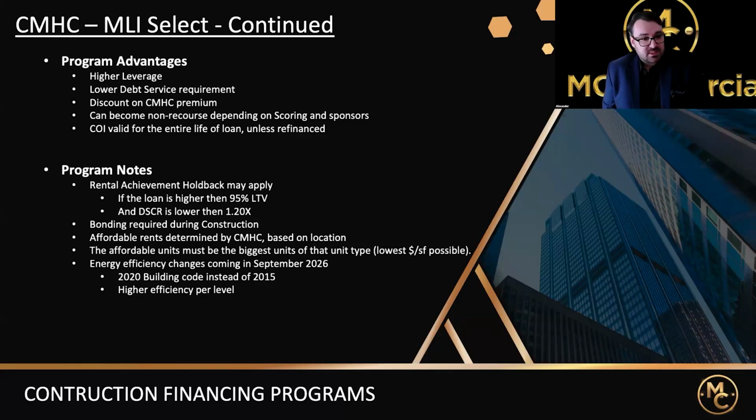Quick notes to this program is there can be a rental achievement holdback. What is the rental achievement holdback? It's a holdback that CMHC could put in place to hold funds during construction until you're rented, until you meet the underwriting rents. When does this come into play? Well, if your loan to value is higher than 95% and your debt service coverage is lower than 1.2 on the request in question. In those cases, they will put the rental achievement in place, typically up to 10% of the loan will be held back during construction and released, like I said, once you're rented up.